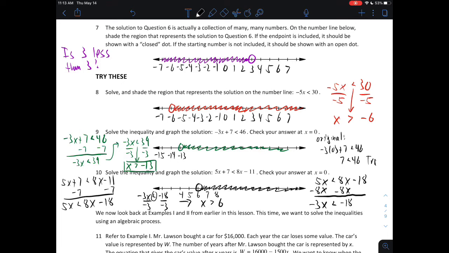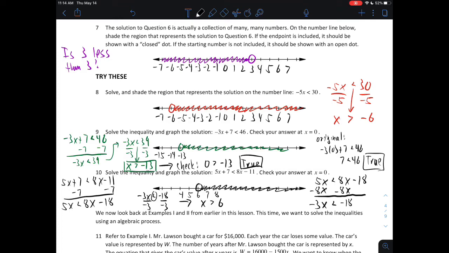Okay? So now, how about with the solution. If I put 0 into the solution, what do I get? It should say 0 instead of x greater than negative 13. Is that true? Yes, 0 is greater than a negative number. Okay, so that means that our solution matches with our original inequality. They're both true when x is equal to 0.